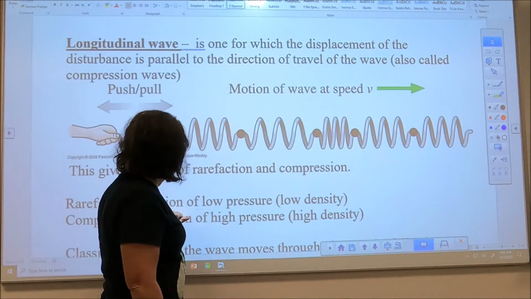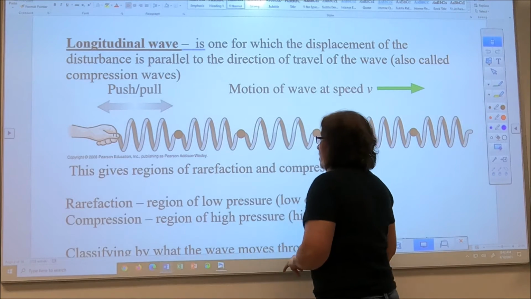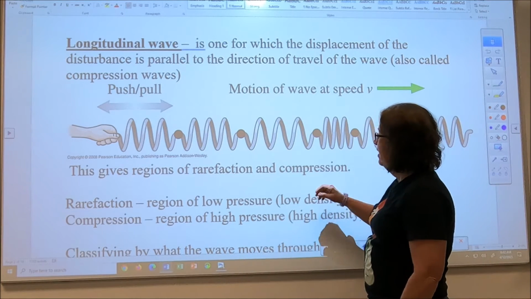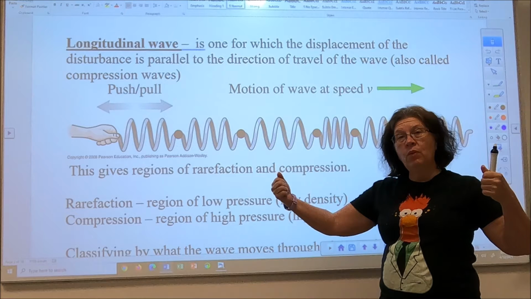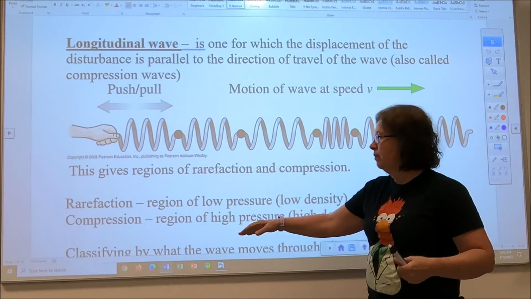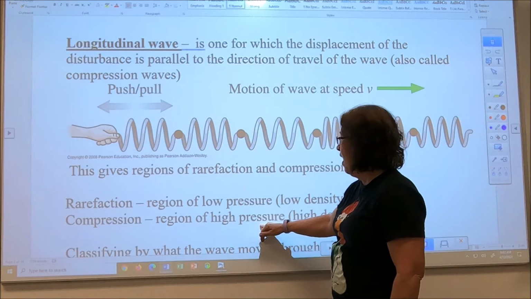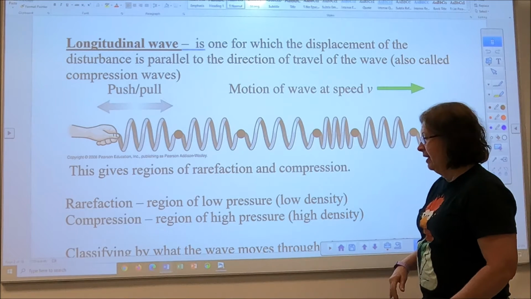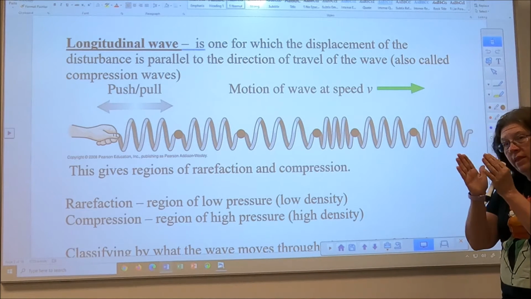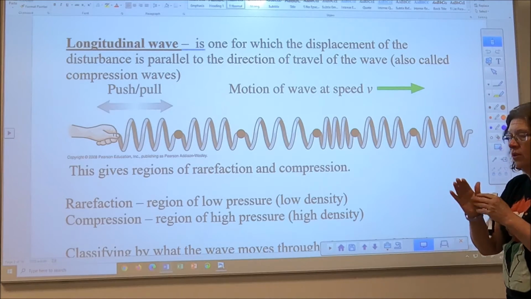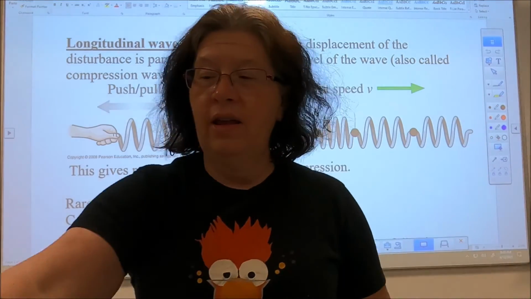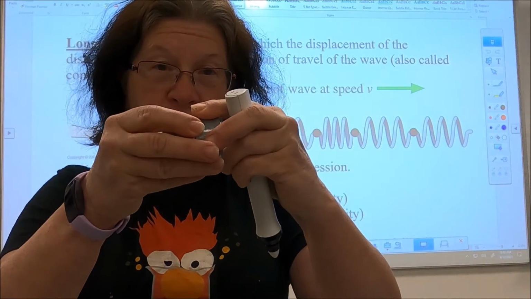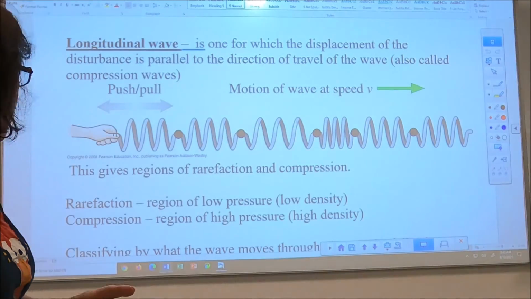A rarefaction is a region of low pressure, low density. So in the spring, it would be when the spring is stretched out. Compression is a region of high pressure, okay? High density. That's when things are close together. So if it's stretched out, it's rarefaction. If it's pushed together, it's compression.